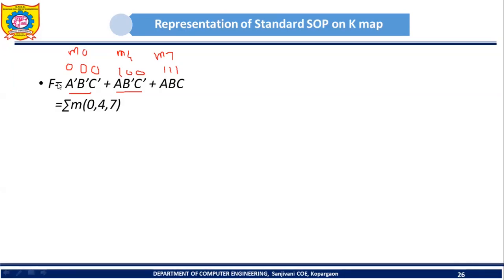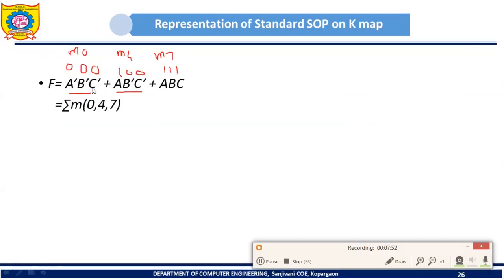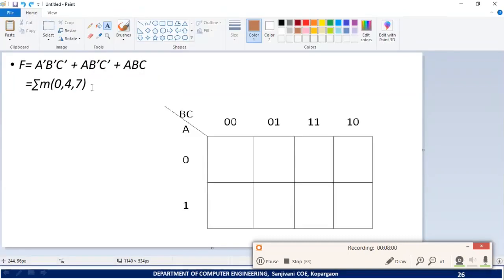Right, now let's try to represent this function on a K-map. First of all you have to decide what type of K-map to use: 2 variable, 3 variable, 4 variable. Simple, you just have to observe how many variables are there. In this function there are 3 variables, so you should use a 3 variable K-map. In a 3 variable K-map, how many cells are present? 8 cells, 2 raised to 3. Already you know the format of a 3 variable K-map. So a 3 variable K-map is like this, and here we have inputs A, B and C.